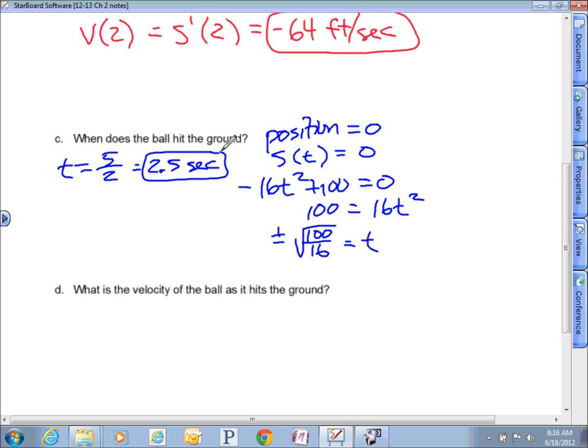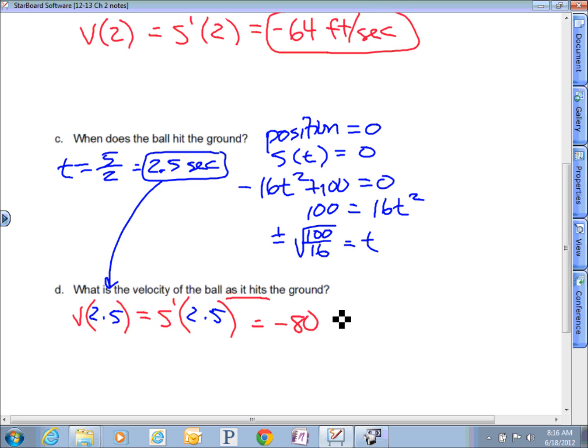Part D, what is the velocity of the ball as it hits the ground? Well, is that over a period of time? No, as it hits the ground. So we're talking about the velocity at a specific time. What is that specific time? V of, or s prime of, however you want to relate it. Well, that time is this 2.5 seconds. So take your 2.5 seconds, plug it in your velocity function, and we're going to end up with an instantaneous velocity of negative 80 feet per second.